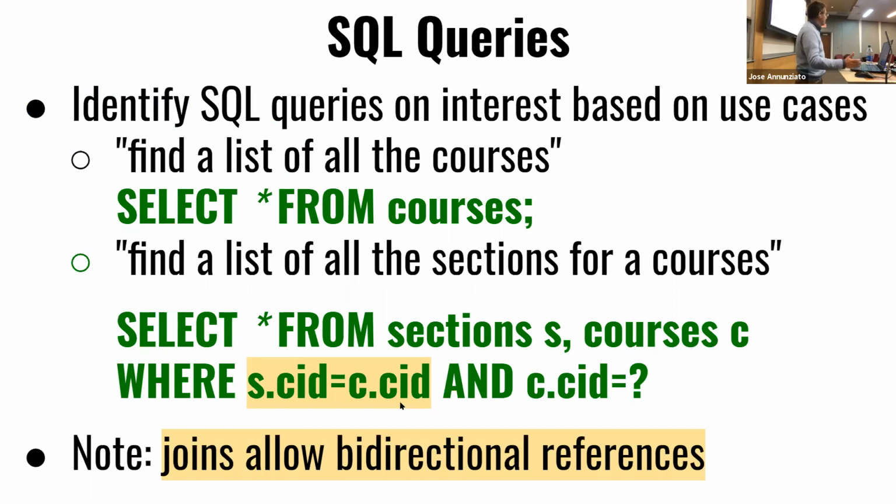And so these are some of the more common queries. You would have select star from courses, retrieving all the courses, and then you might be doing a join between the two, courses and sections, where the foreign key of the section is equal to the primary key of the course. So these are two common queries that you might have. So how do these map? How are these implemented in the object world?